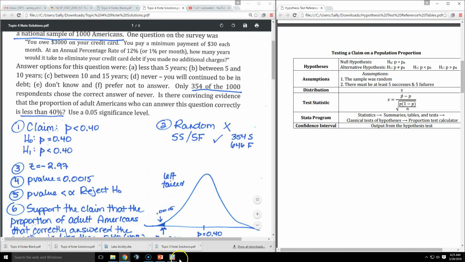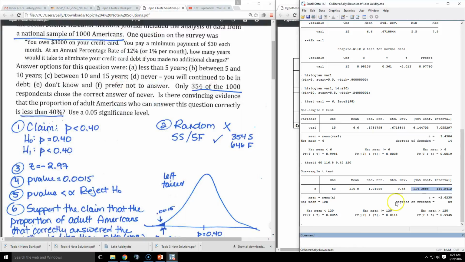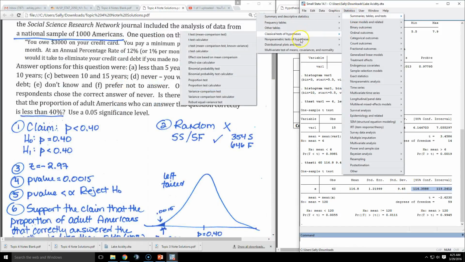So when you go into Stata, the test that you want to select is going to be with the other tests, and it's going to say proportion test calculator. So we're never going to do a proportion test. It's possible for your project that you might use that, but I already have 354 out of 1,000. That's my summary statistics. What else would I need to know about it?